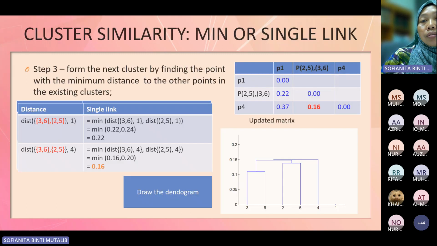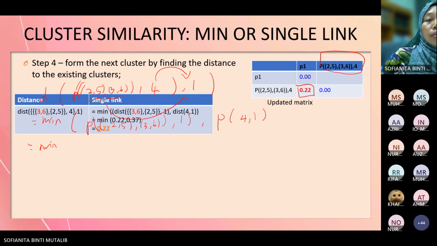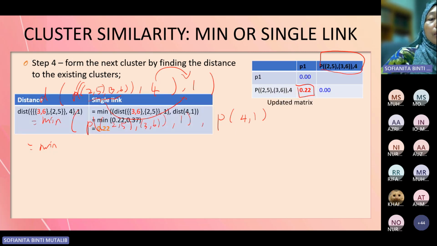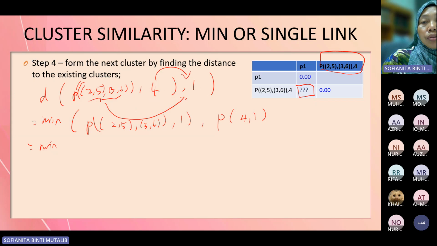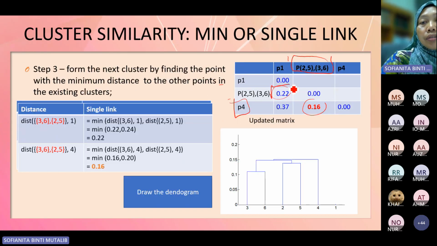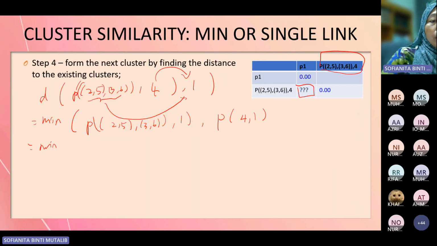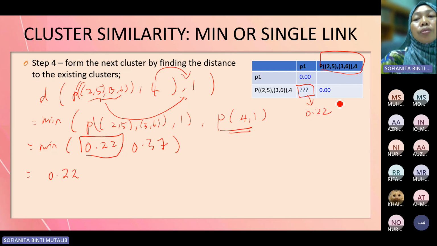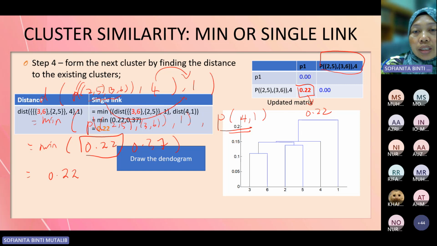Sorry. Where is the picture? Okay, I didn't paste it. Okay, so technically the outcome is like this. 0.22. This one. This is the value. And 0.22 versus 0.37. Then 0.22. So 0.22. Okay, so we can update the dendrogram, and it looks like this.